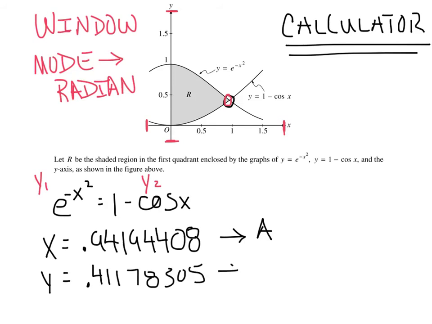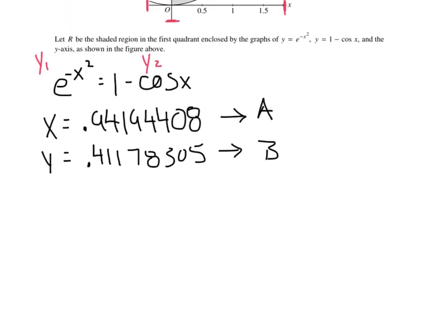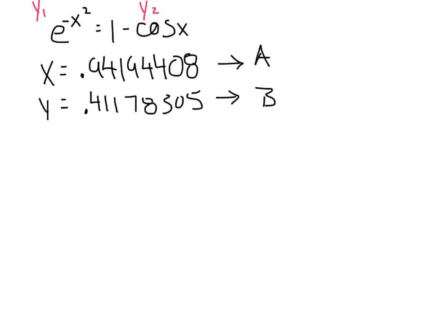78305. I'm going to store that in alpha b. What I mean by storing is I'm going to go back to my home screen. As far as the calculator goes, this number is already stored in x right now. So I'm going to tell the calculator, take what's in x, store it in a, and then I hit enter and it's done.